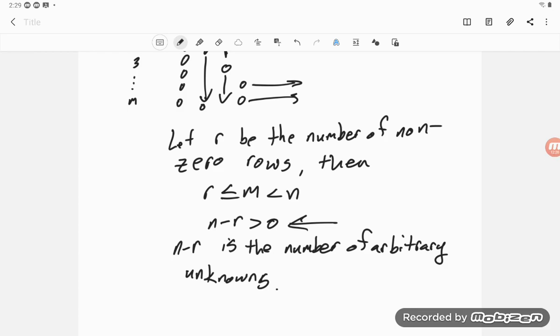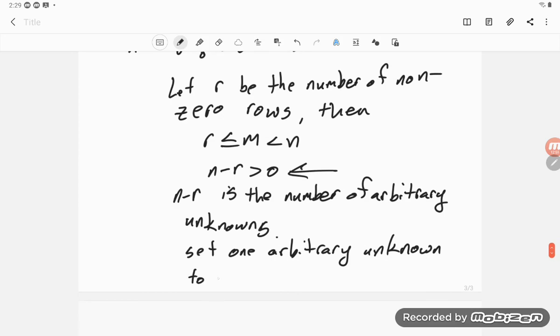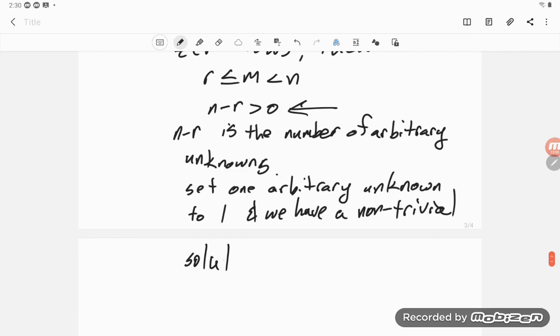And in that case, since there's at least one arbitrary unknown, set one arbitrary unknown to 1, and we have a non-trivial solution. So there we go. So that's the idea.